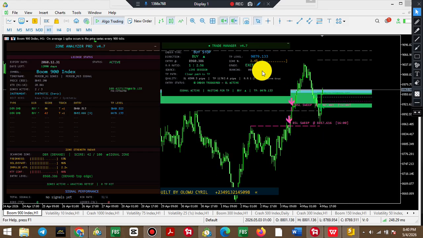Exactly. So you need to be very careful when taking signals like this. And there are instances whereby the radar will give you very great scores, like almost all the filters under the radar will be showing green bars.